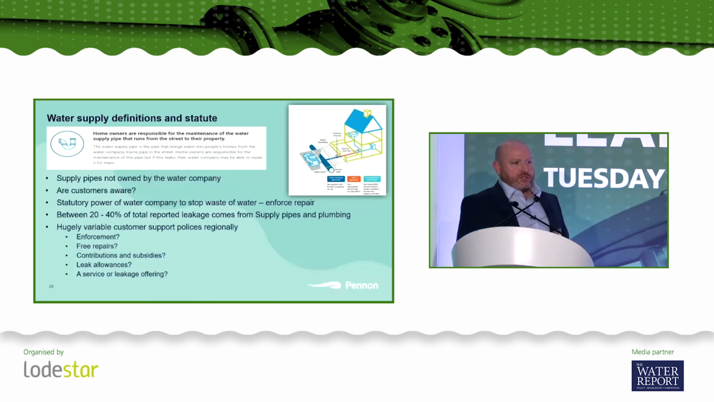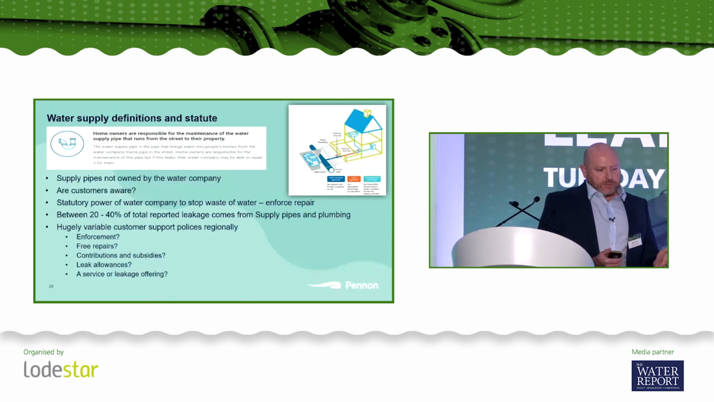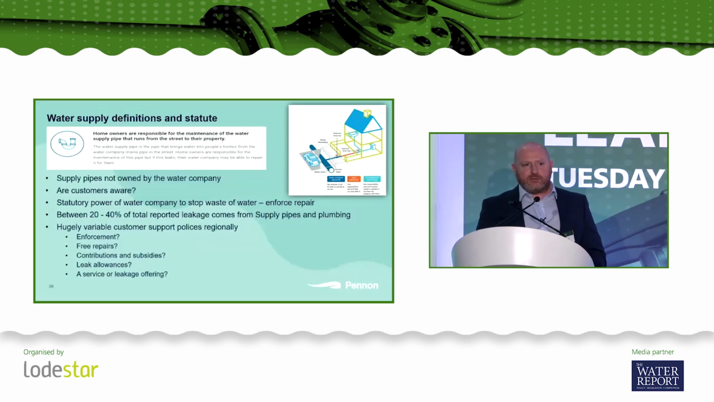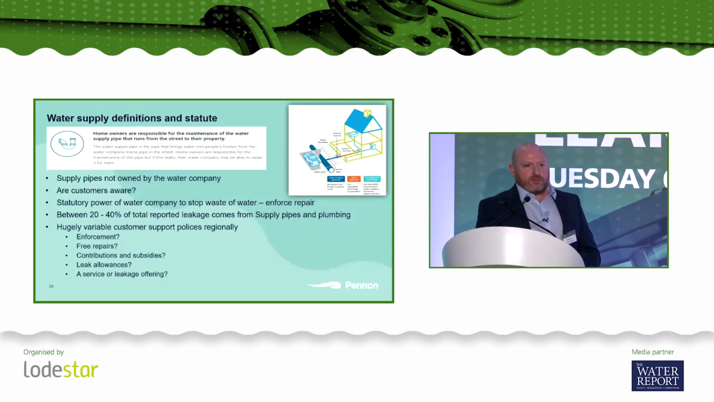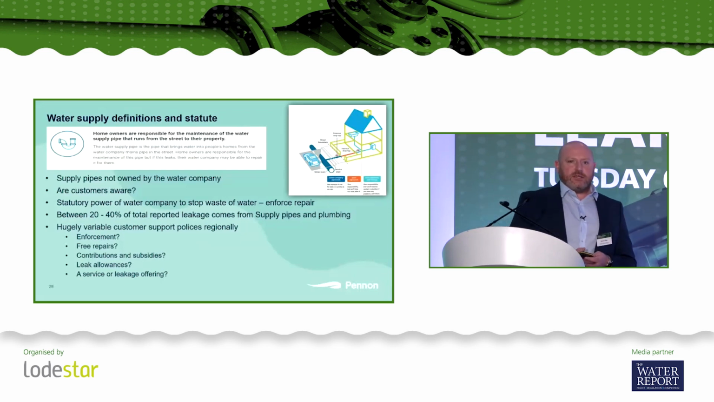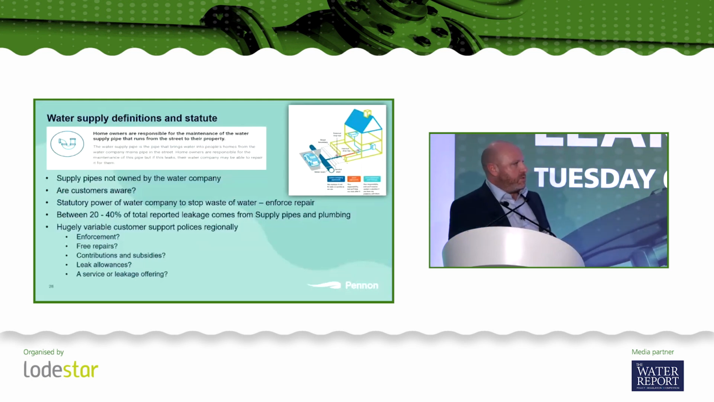In terms of water supply definition and statute, hopefully everyone is familiar with this, but it's worth mentioning. Supply pipes are not owned by the water company. Our customers are aware of this, but I think there's a really big educational piece that we need to engage with customers more to make sure they are aware that it is their responsibility, not that of the water company. We do have a statutory power to stop the waste of water through enforced repairs, not something that we have done for some time. And the figures vary a little bit, but between 20 and 40% of total reported leakage comes from customer supply pipes and plumbing losses.